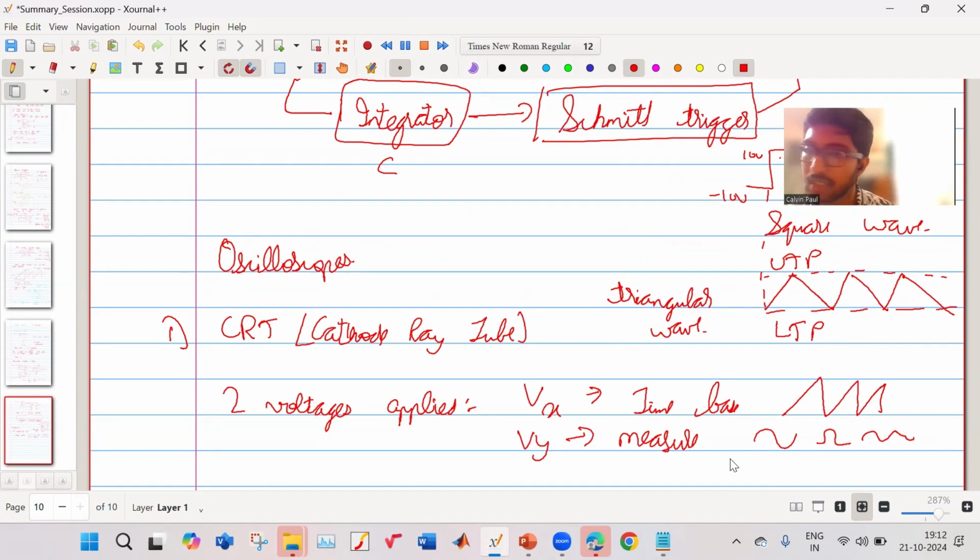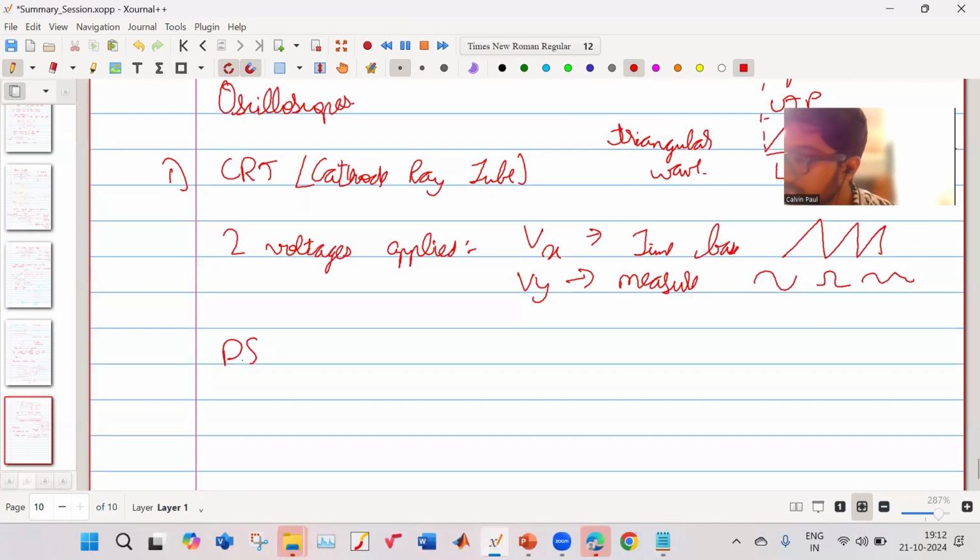That is why you use a cathode ray tube. You connect two voltages and there's an electron beam which gets deflected according to the voltage. So whether the Vx voltage is negative or positive, and the Vy voltage, accordingly where the beam is directed will change on the screen.